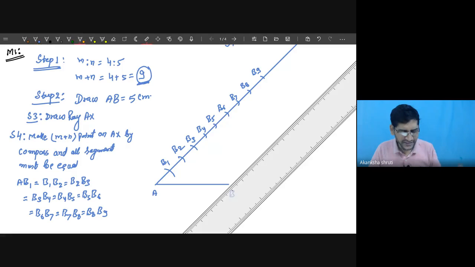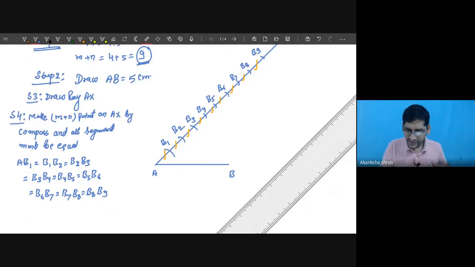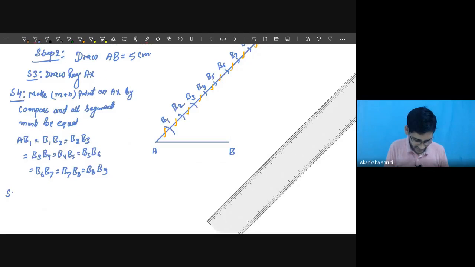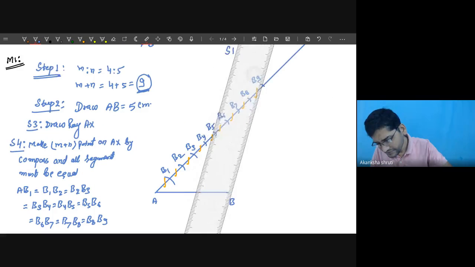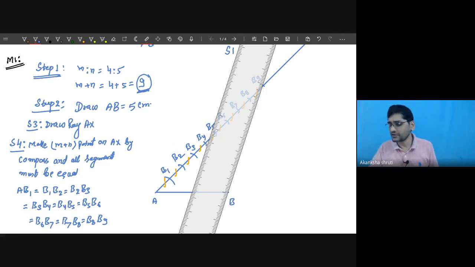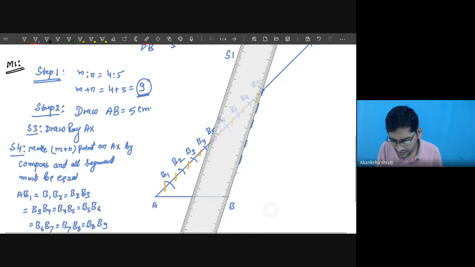You can count it. We are observing here how many line segments? The 9 line segments. Equal line segments, one after another on the same line. 1, 2, 3, 4, 5, 6, 7, 8, 9. Is it okay? Now the next step is we have to join the last one, B9, with B. So step number 5, join B9 to B. Okay? How to join, students? Just place this ruler. Join it by a dotted line. Do not make it solid. Join it by a dotted line.